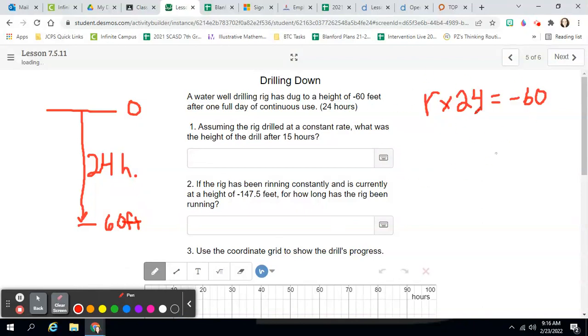Again, this connects to our proportional relationships because we could put this into a table, find the COP. That's what we're talking about, right? So we know that rate times time is the distance, and the COP is the rate. We're saying, what do we multiply time by, right, to get the distance? And so to do this, we're going to do negative 60 divided by 24.